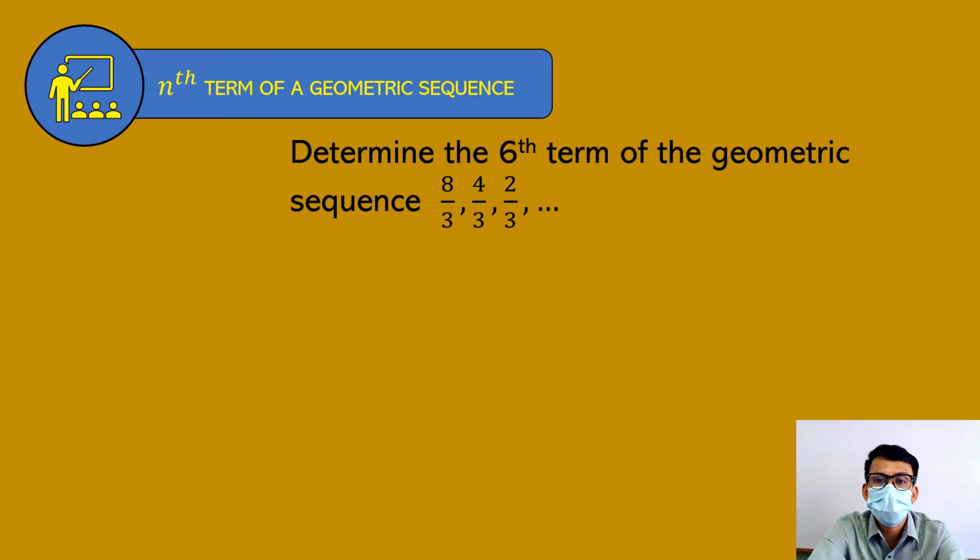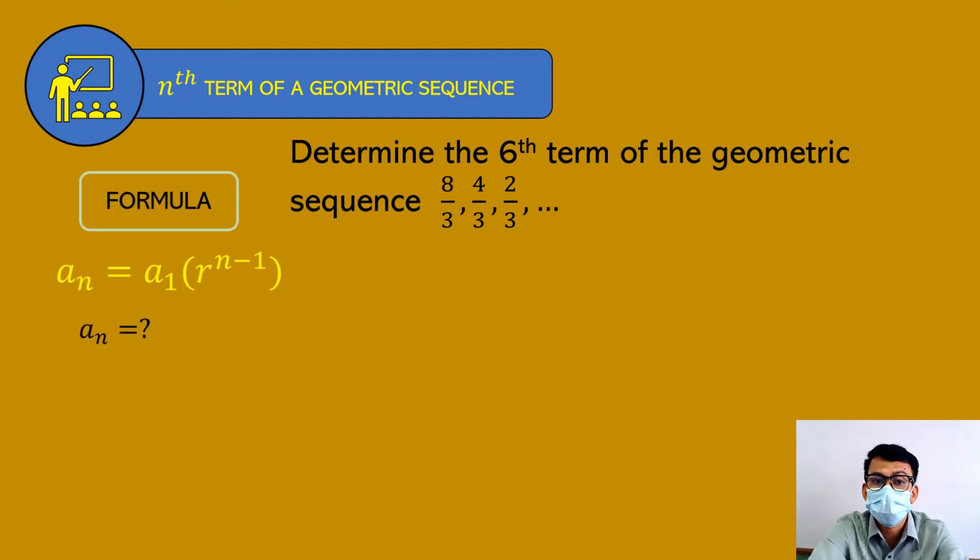Determine the 6th term of the geometric sequence: 8/3, 4/3, 2/3, and so on. Let's try to solve using the formula. Again, let's write out the given for you to be guided. So what is known? We have a sub n, which is the a sub 6, which is the unknown. Next is a sub 1, which is 8/3.